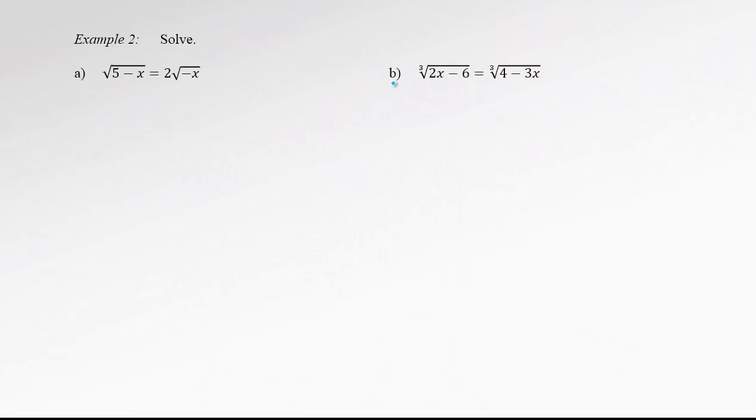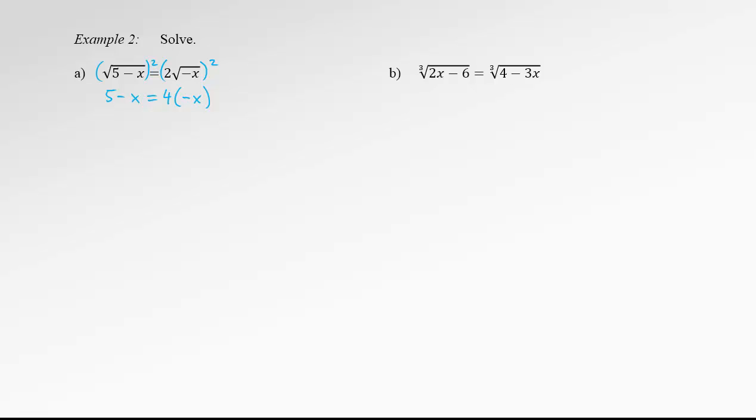Okay, let's work on these two examples. Here one root is already isolated, so let's square both sides. On the left hand side we have just 5 minus x. On the right hand side, when we square the 2, we get 4, and square the root, we get the radicand, just negative x. Okay, now we have a linear equation to solve.